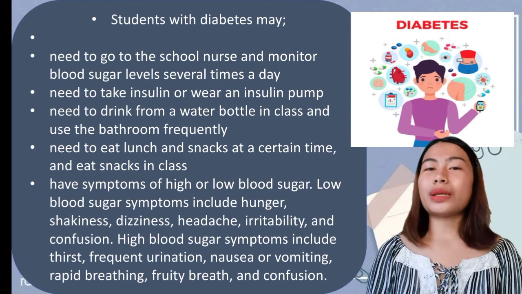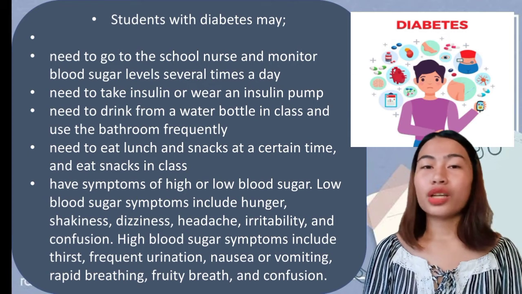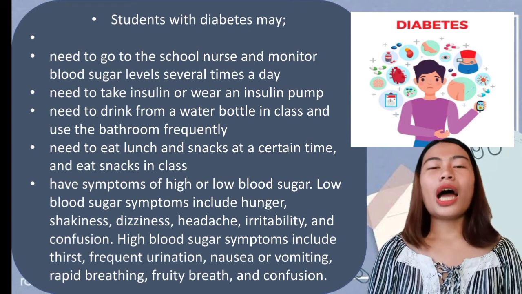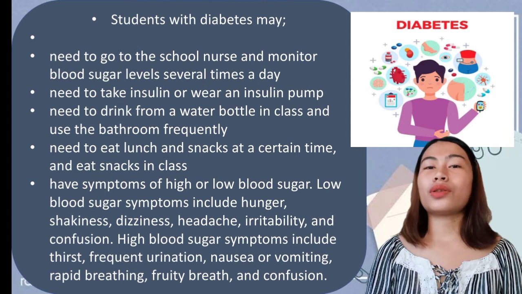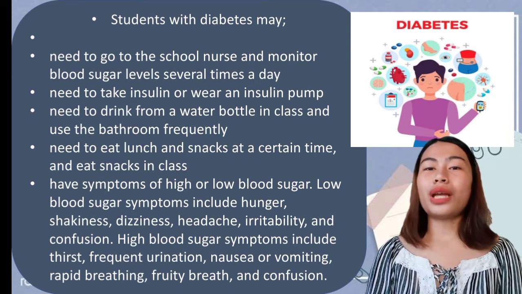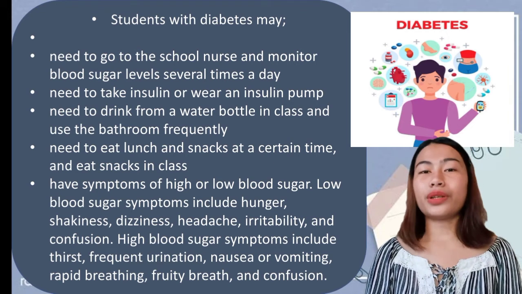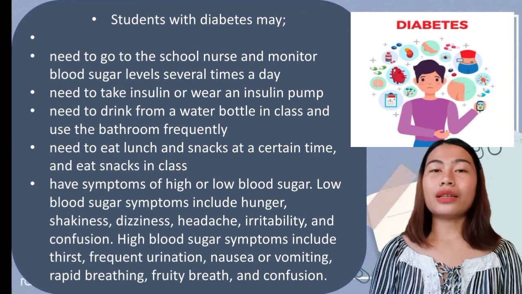Low blood sugar symptoms include hunger, shakiness, dizziness, headache, irritability, and confusion. High blood sugar symptoms include thirst, frequent urination, nausea or vomiting, rapid breathing, fruity breath, and confusion.